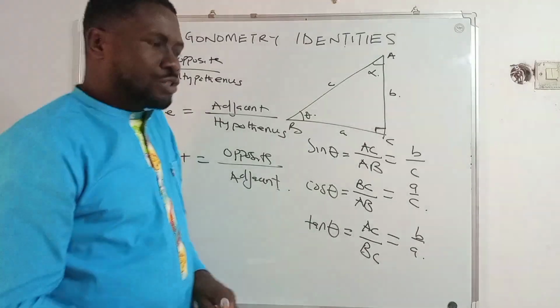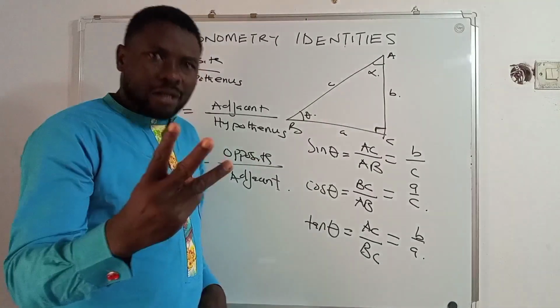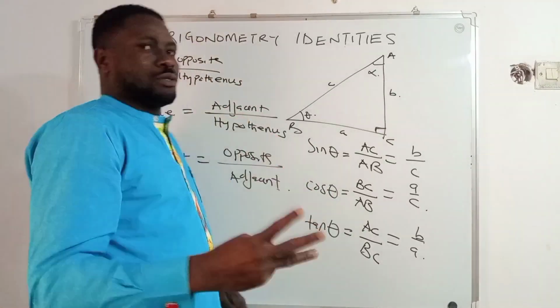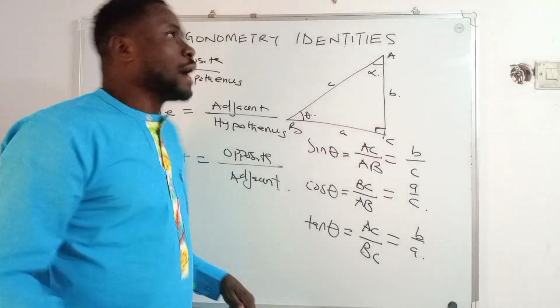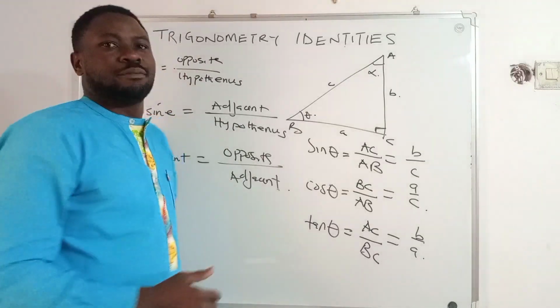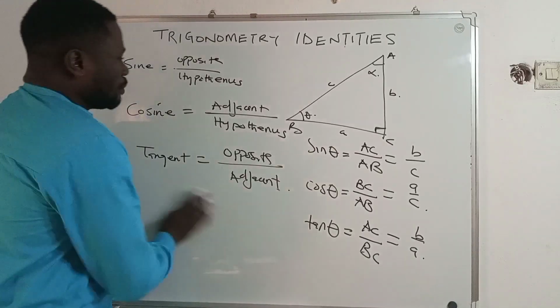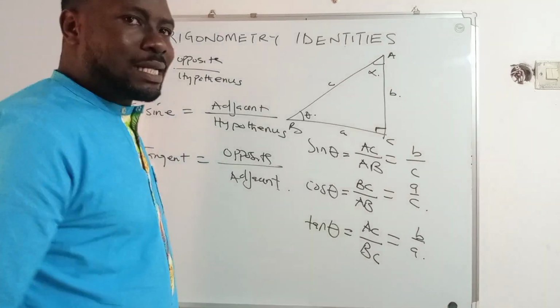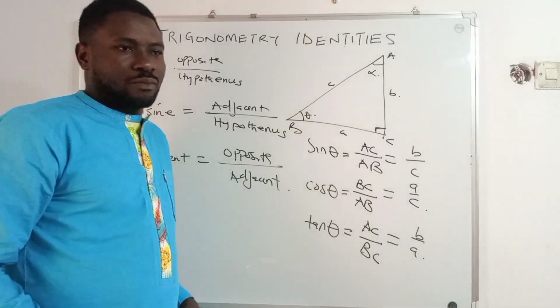Remember, the foundation of trigonometry is on what? These three functions: sine, cosine, and tan, which is why it is called trigonometry. Now, by extension, we'll be looking at what we call the secant, the cosecant, and the cotangent.